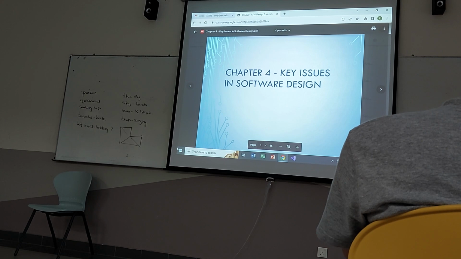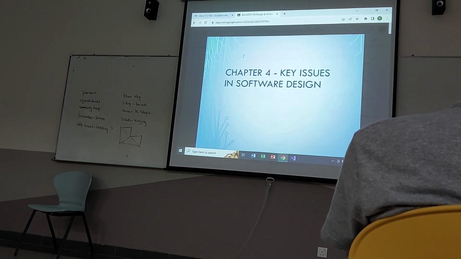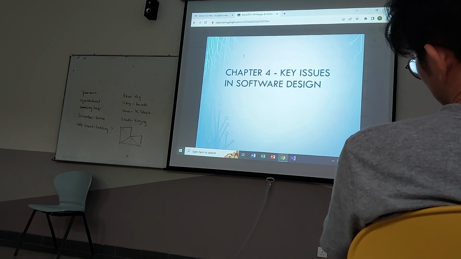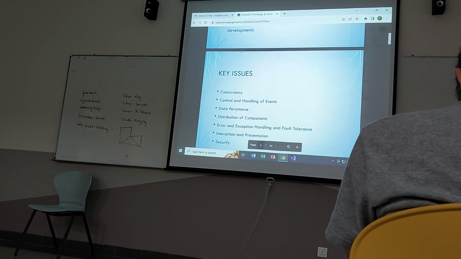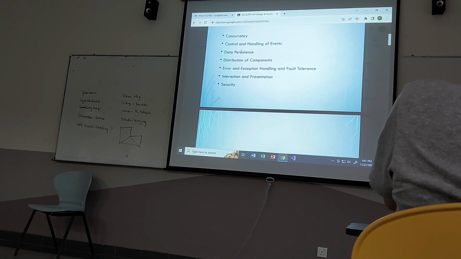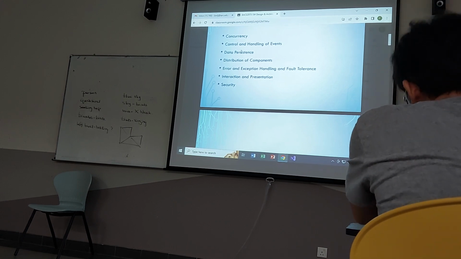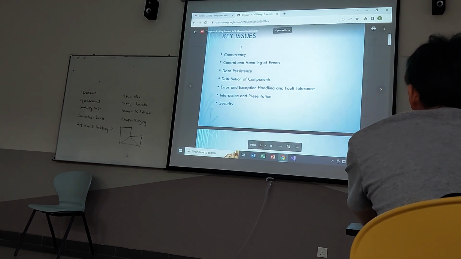Another type of issue is, for example, hardware, software, and so on. And then there are other types of issues that are not directly but are related to the system also: concurrency, control handling of event, data persistence, distribution of component, error and exception handling, fault tolerance, interaction and presentation, security. Understand? These are some of the other issues.